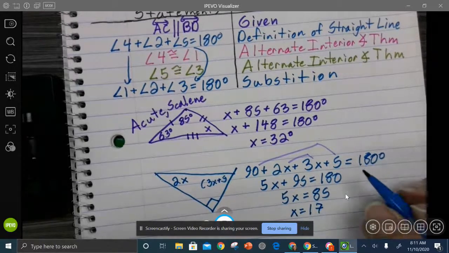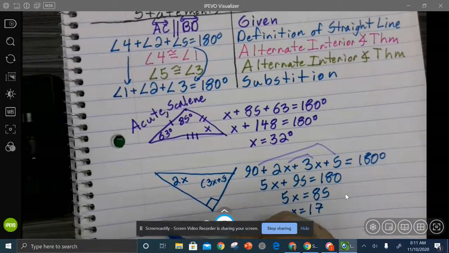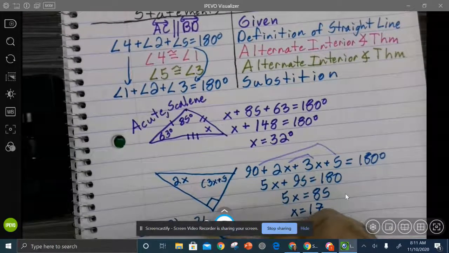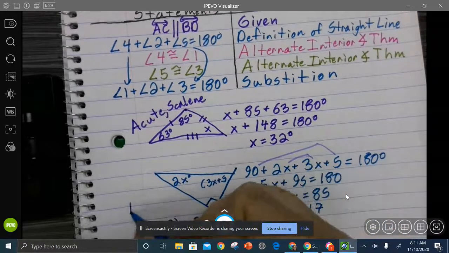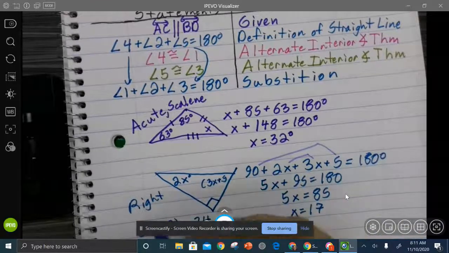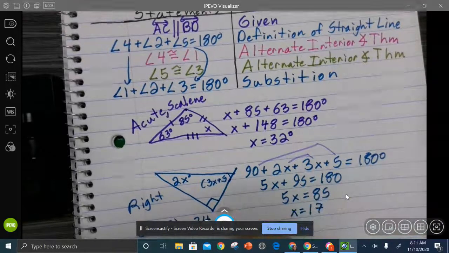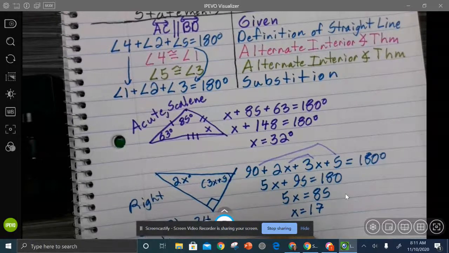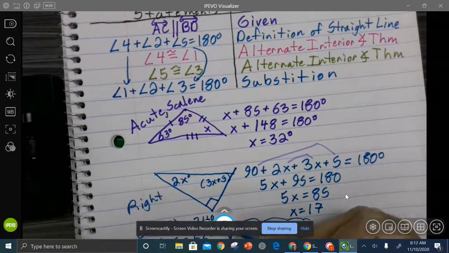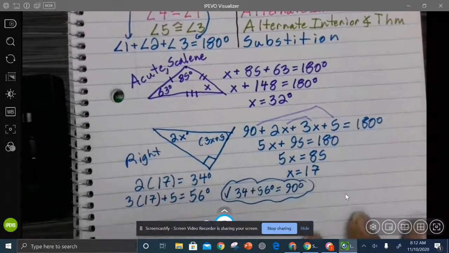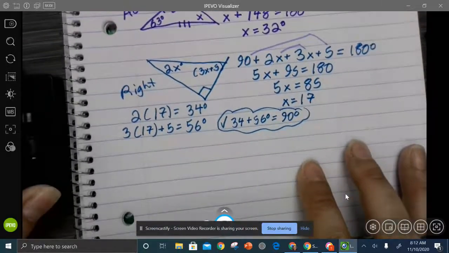If we had to find the angles, we would substitute in 2 times 17, which is equal to 34. And then what we know about the two is that this is a right triangle. Let's do it all together. Okay, so 3 times 17 plus 5 is 56. And we could check it. So 34 plus 56 is equal to 90. So that would be our check. Okay, so that would be if we had to find the angles for that one.